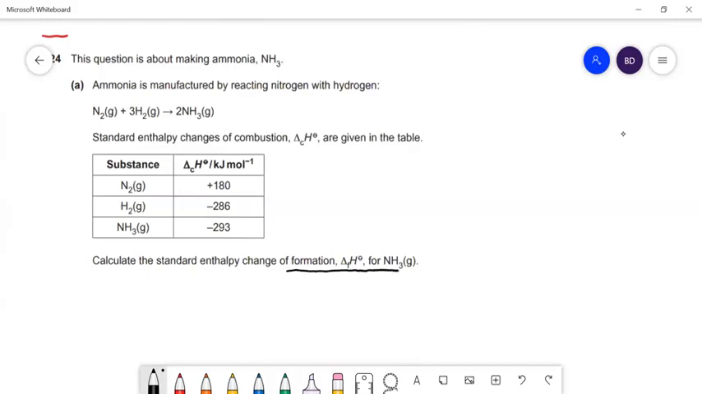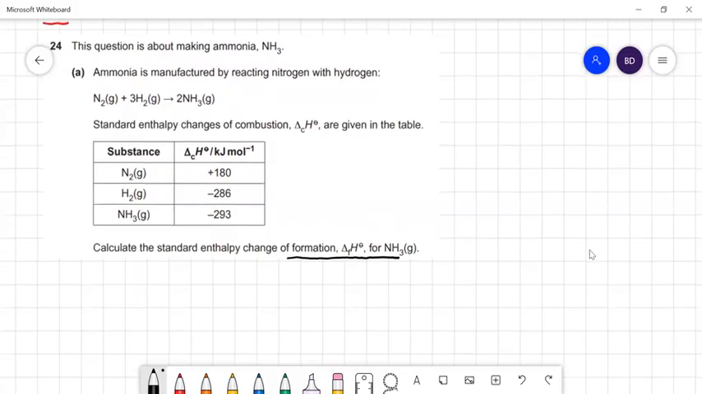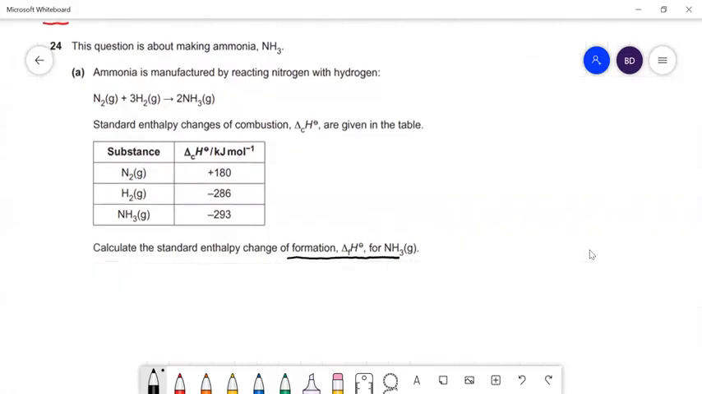Right, so they're kind of mixing up the formation and the combustion. Let's write the equation for the formation of NH3. Now we have to be careful there, because what is delta HF? The definition of it is the enthalpy change to form 1 mole of substance, in standard states, etc.